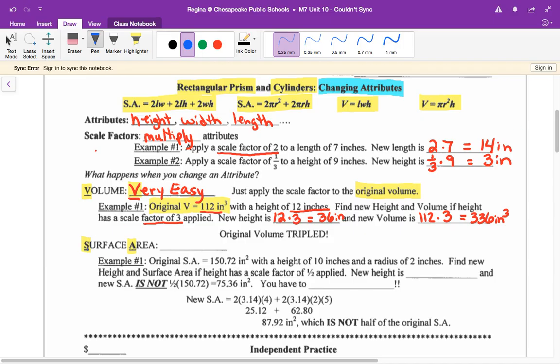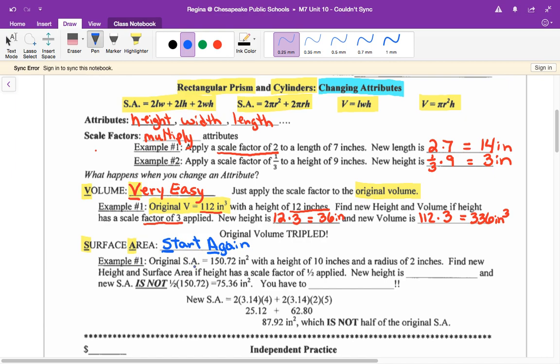Surface area, SA. Well, unfortunately, we have to start again. Oops, let me spell it right. Let me try it one more time. All right, we got to start again. Not as easy. Surface area, S-A. All right, so let's take a look.